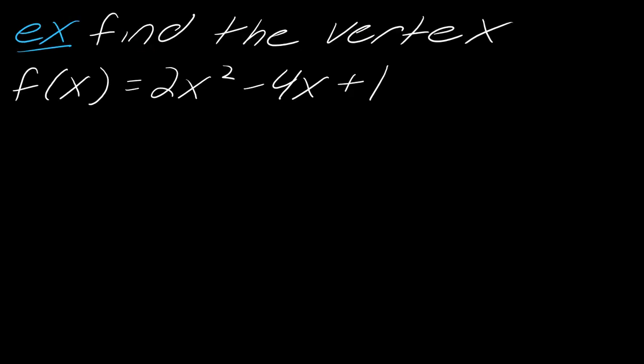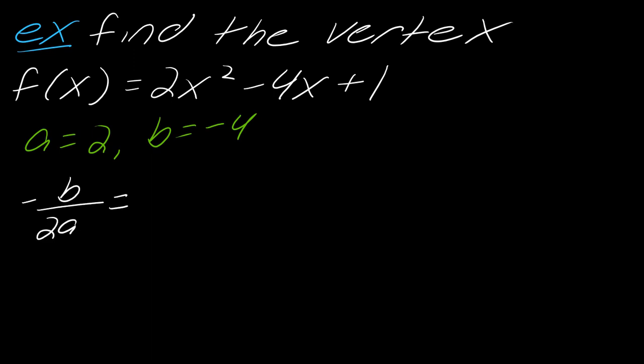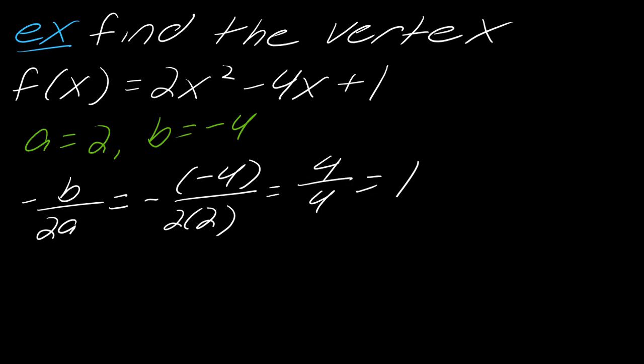So let's say I want to find the vertex of f(x) = 2x squared minus 4x plus 1. In this case, what's in my a position? It would be a 2, and what's in my b position? It would be a negative 4. So first I want to calculate negative b over 2a. This becomes negative negative 4 over 2 times 2. See how all of that works? And so this will just equal 4 over 4, which equals 1. That's the first part of this.